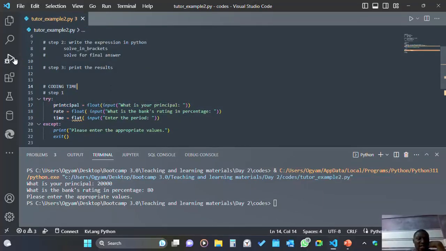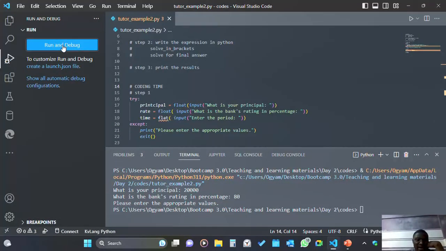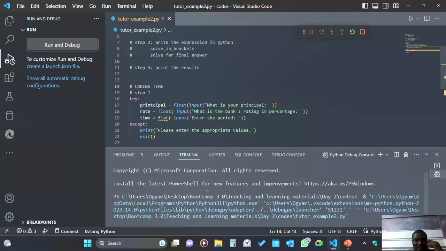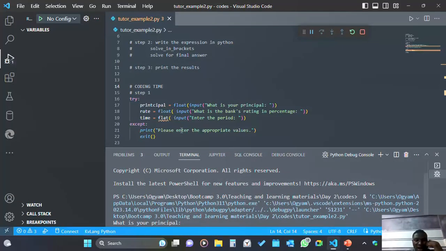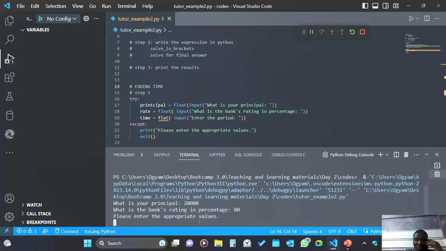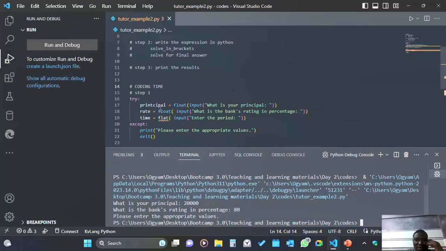So you can come to the debugger, run and debug. When you click on it, you click on run, and let's see which one failed in there. I know you can see some zigzag lines underlined over there, but let's see. So let's say 20,000, we press enter. The percentage is 80%, we press enter. Oh, I should have put the red dot. Okay, the red dot is here.